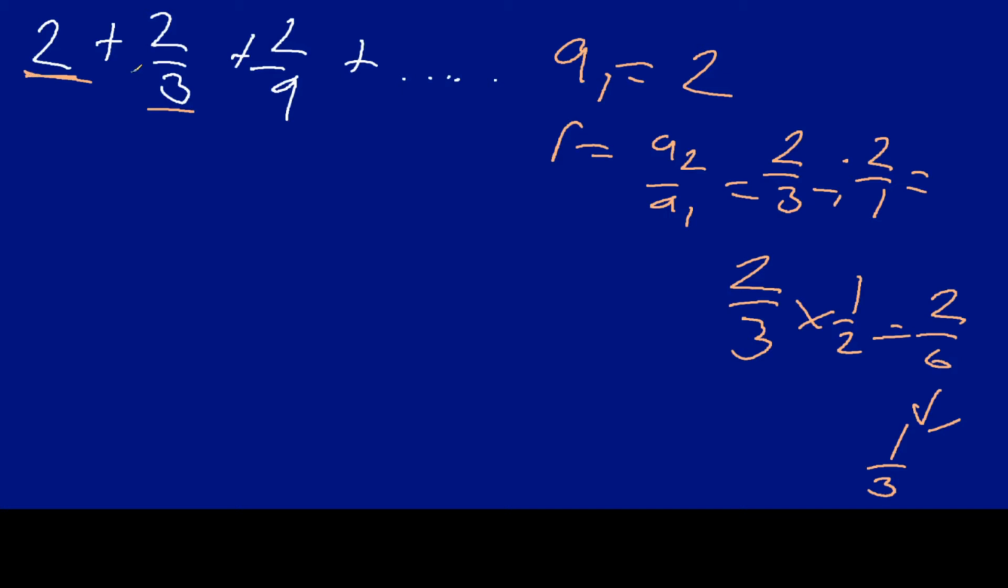So we have all the information. We can begin to plug things in here. So my A1, go ahead and change the color for you. My A1 is 2, a sub 1, and then the bottom is going to be 1 minus 1 over 3.